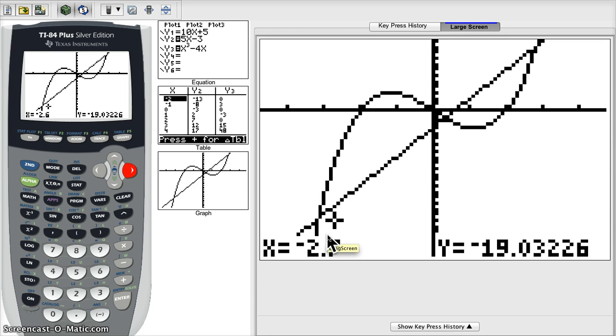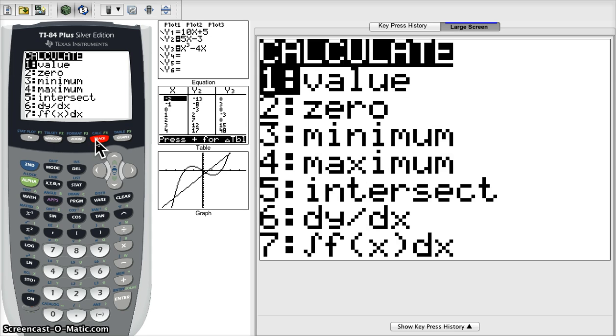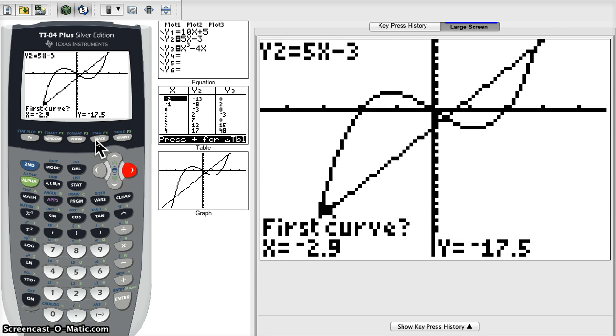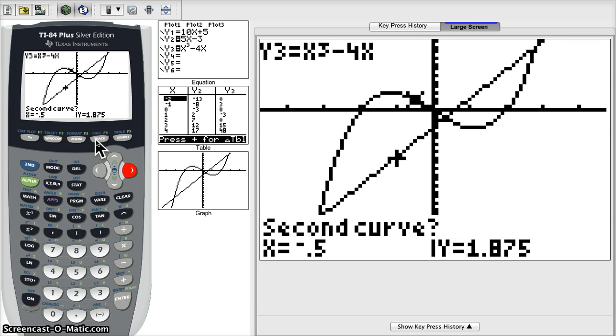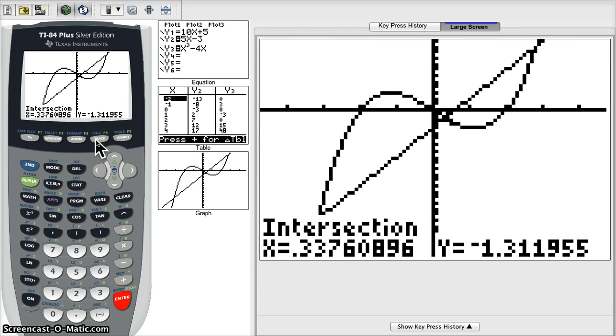So now what I'm going to do is find this next intersection. Second calc. I'm going to go up here. Enter. I'm going to move over. Actually, let me see if it gives it to me now. So it did find indeed that intersection, which is now 0.337 and so on for x and -1.31 and so on for y.